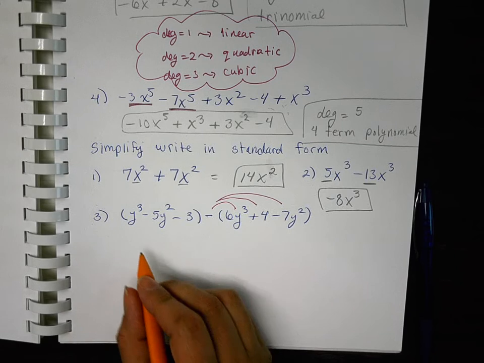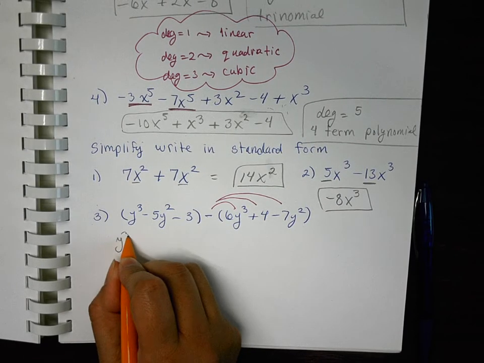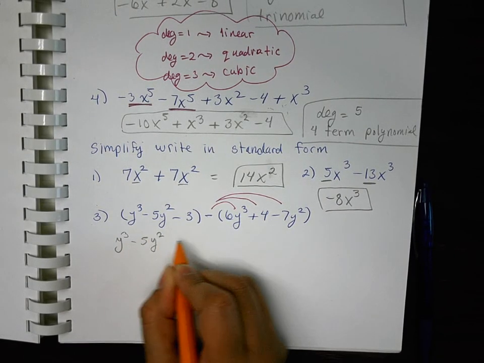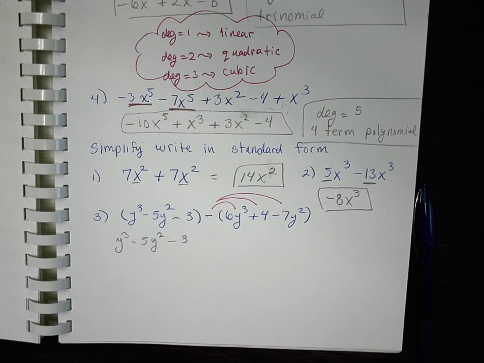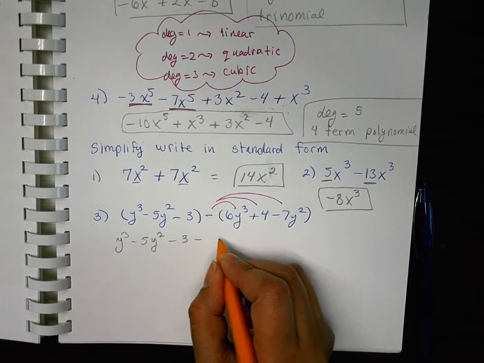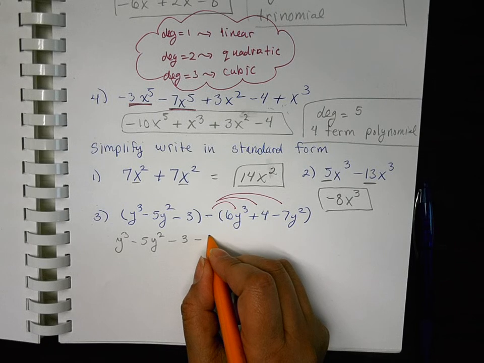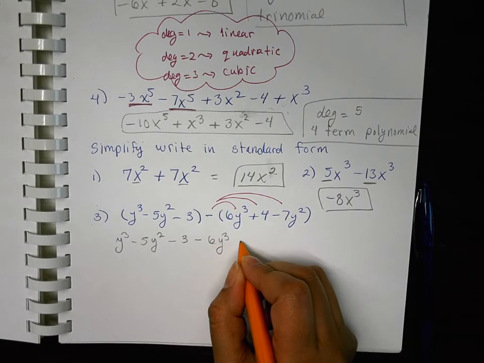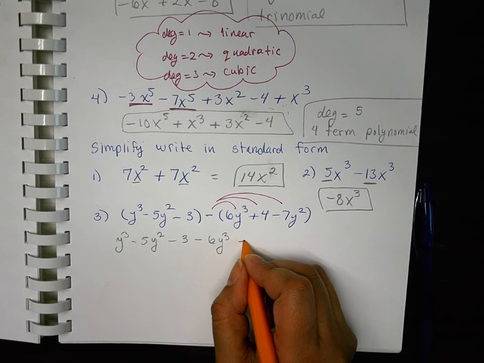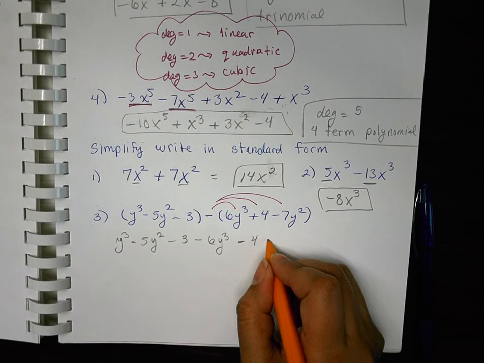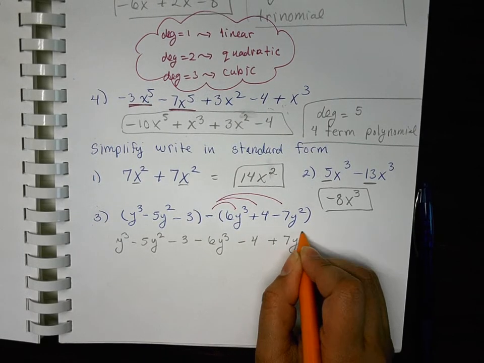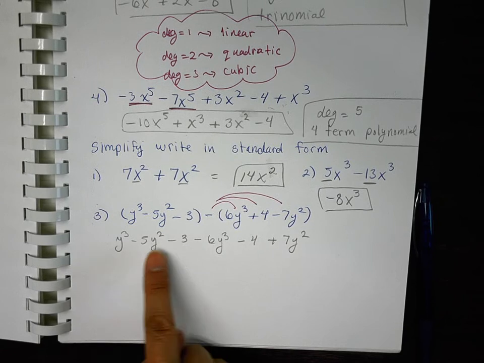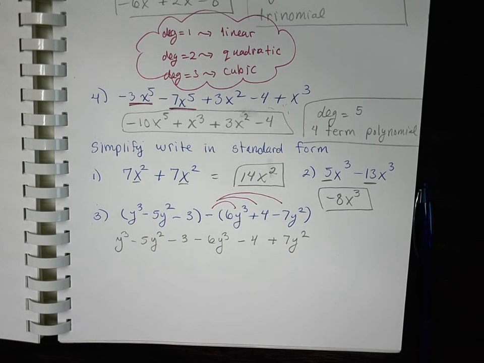Okay, so I get y cubed stays, minus 5y squared stays, and minus 3 stays. Everything else is going to change because of the negative. What is it? Negative 6y cubed. What's next? Negative 4, and then positive 7y squared. 1, 2, 3, 4, 5, 6. A 6-term polynomial because I'm done? Yes or no? No. What do I still have to do? I have to combine like terms.